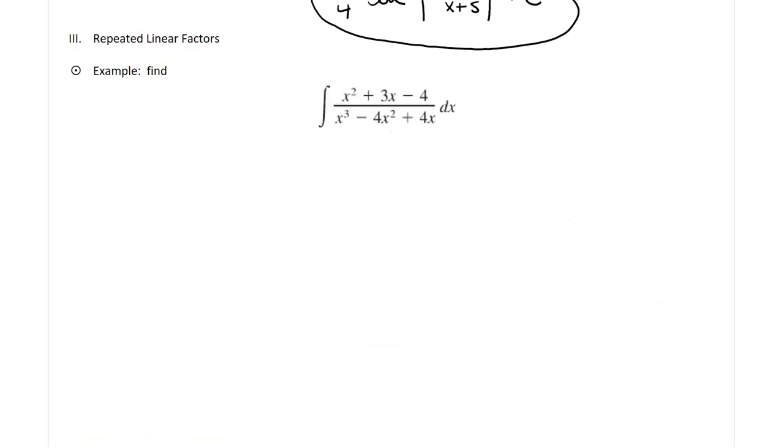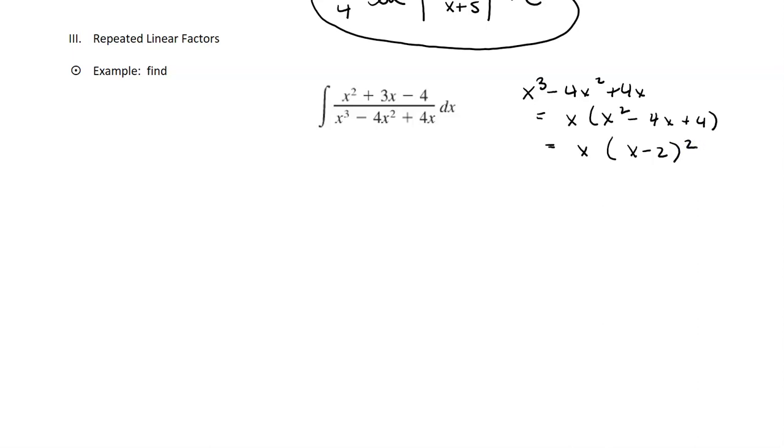Next, let's look at what happens when you have repeated linear factors. So with this one, I am going to check my numerator has a degree less than my denominator, so I don't need to divide. I do need to factor the denominator, x cubed minus 4x squared plus 4x. And I would start by factoring out the x, which gives me x squared minus 4x plus 4. And then I would factor the trinomial to be x minus 2 squared. So what I'm really looking at now is x squared plus 3x minus 4 over x times x minus 2 squared. And I want to break that down into some factors.